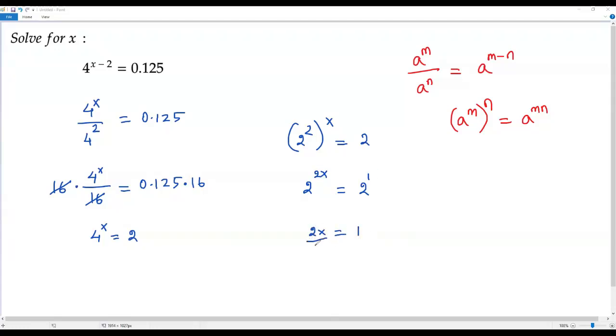Now to solve for x, I have to divide both sides by 2. When I divide both sides by 2, the 2 will cancel. I'm getting x equals 1 over 2. I have solved for x in the given exponential equation. The value of x is 1 over 2.